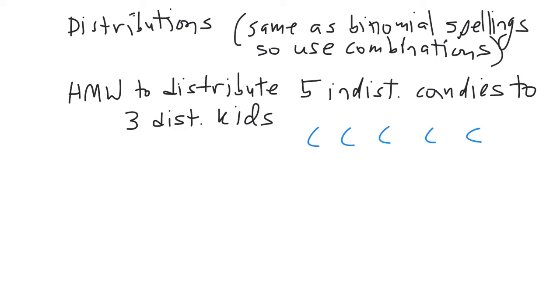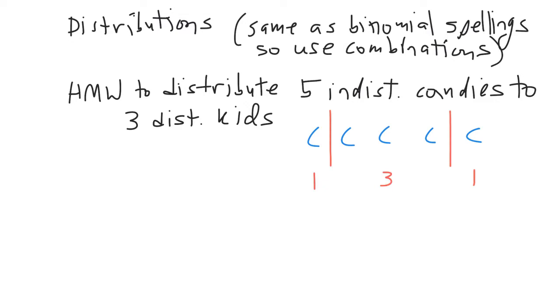In this third video on 9.1 counting, we'll cover the last two counting methods, distributions and the property of inclusion and exclusion. Distributions is really the same as binomial spellings. In other words, we're going to use combinations. For instance, how many ways are there to distribute 5 indistinguishable candies? You can't tell them apart, they all look exactly the same. And we're going to distribute those to 3 distinguishable kids, so we can tell the difference between the kids. How many ways are there to do that?